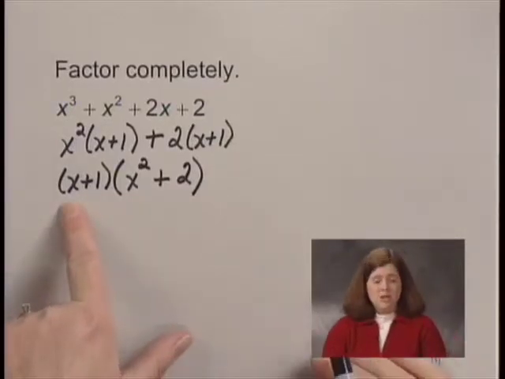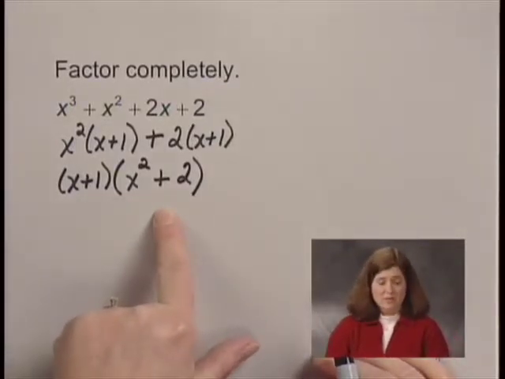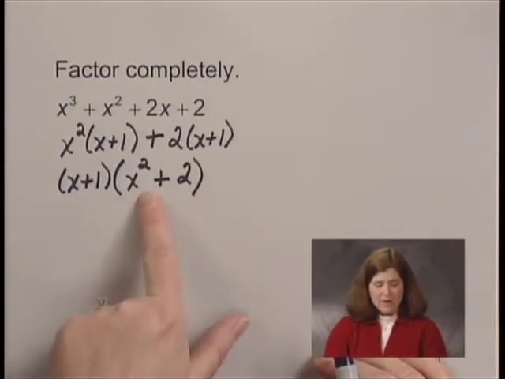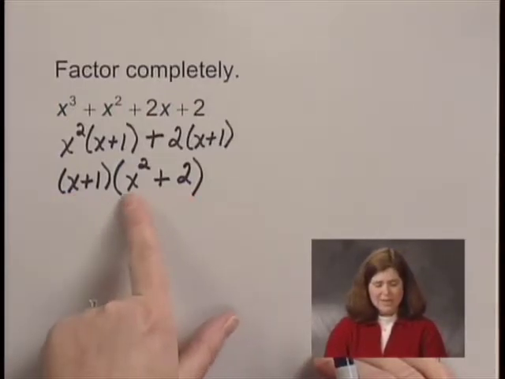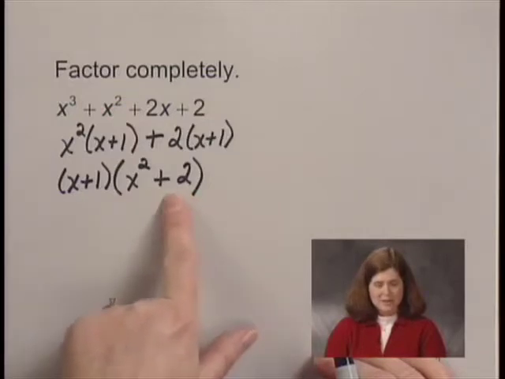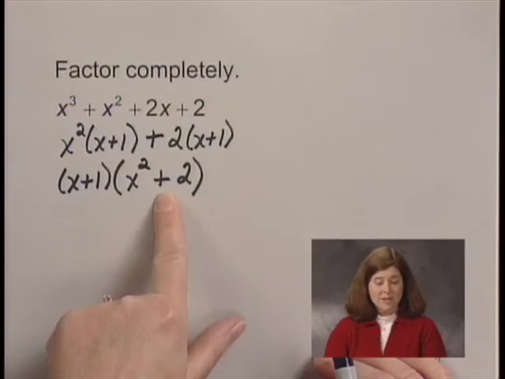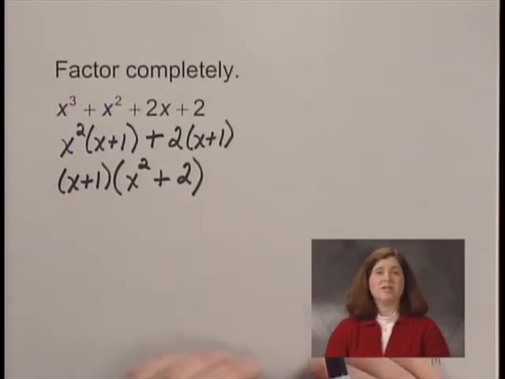Now I need to check each of these factors to see if it can be factored further. I have x plus 1, which cannot be factored. X squared plus 2 is a binomial that's a sum, and I don't have any formulas for factoring that. So I'm finished. This is the complete factorization of our polynomial.